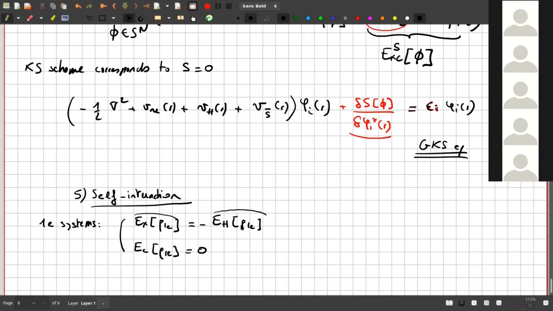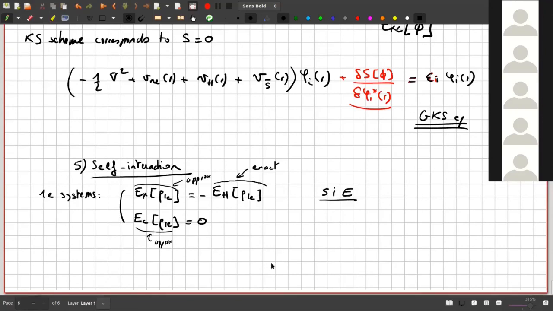But in DFT, you remember that I told you that we calculate the Hartree part exactly, and we use an approximation for the exchange part. So in practice, with most of the approximations, we are going to have an error coming from the fact that the exchange expression does not exactly cancel the Hartree energy, and the correlation energy is not exactly zero. So this leads to a self-interaction error.